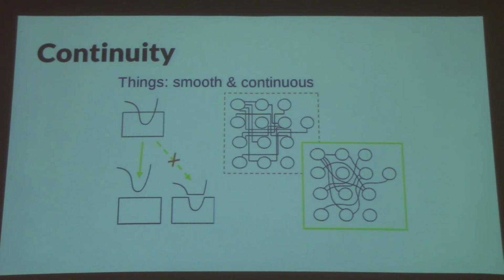And it's easier for us to trace, for example, links if they're smooth and continuous. So if you compare those two diagrams, it's easier for us to trace the connections between those spheres if we have continuous lines versus if we have these angular lines.